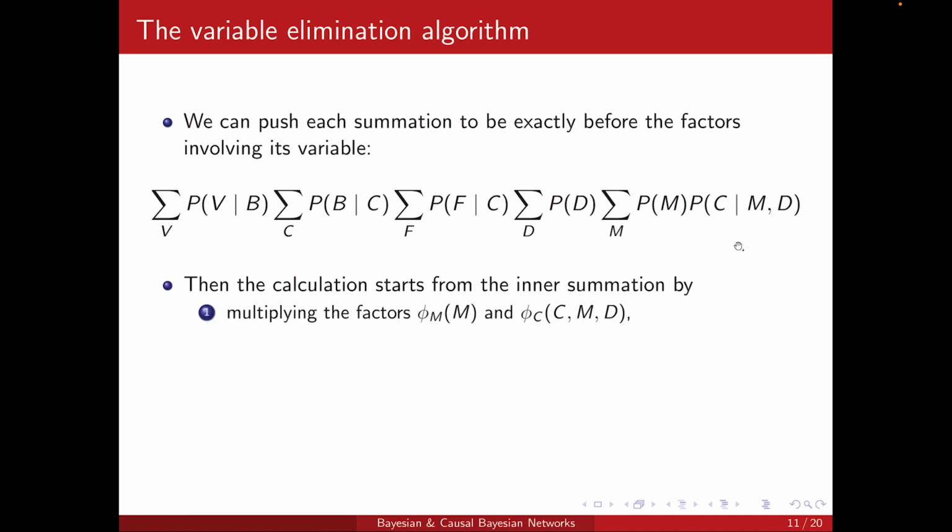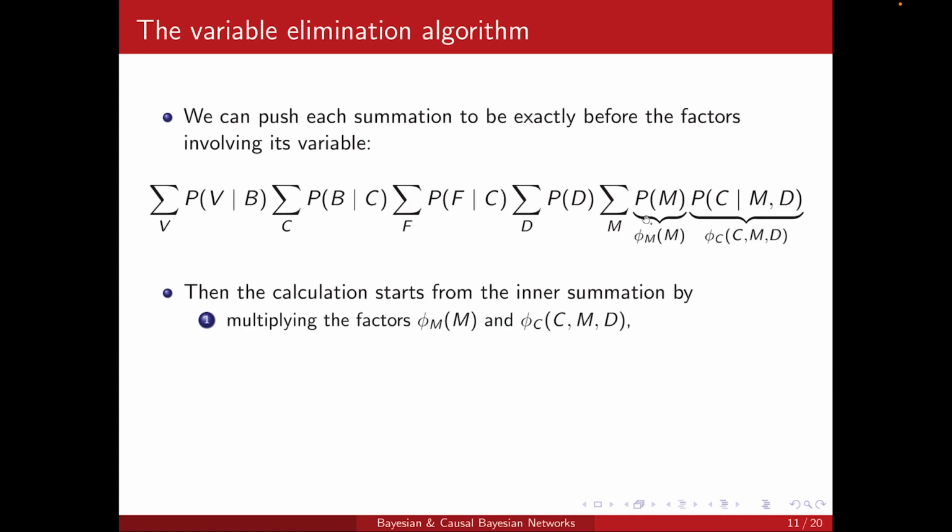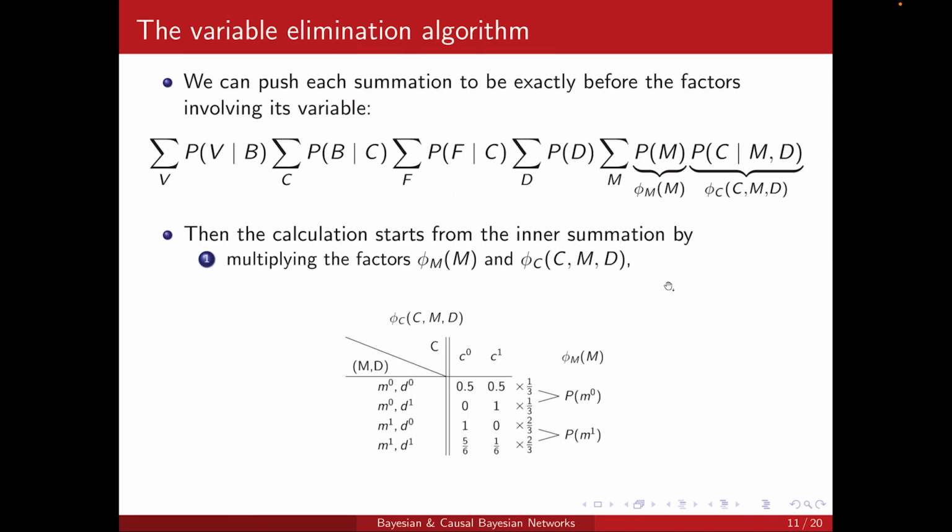First, I will multiply the factors phi M and phi C, which are defined here. I call the term that includes only M phi M of M, and this one is phi C. This is the notation that I will use here. It's phi C because C is appearing on the left-hand side of the conditioning, and all the variables then are listed here.